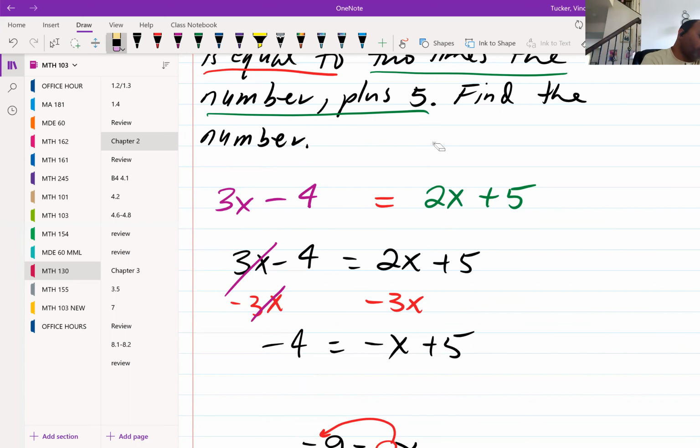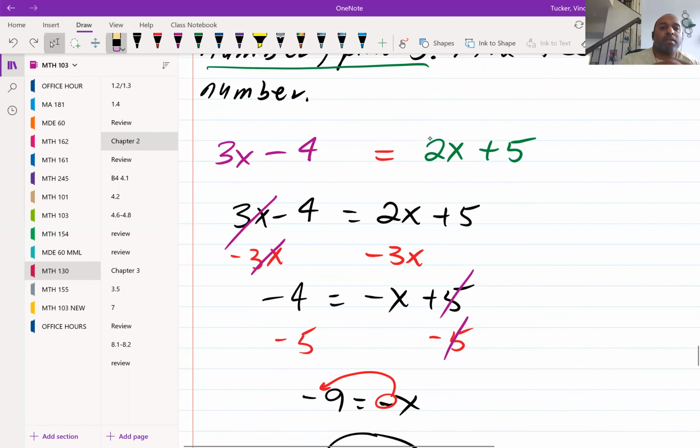All right, everybody good? So now I need to move the 5 to the left. So I'm going to subtract 5 from both sides. And that'll leave me with -9 equal to -x.